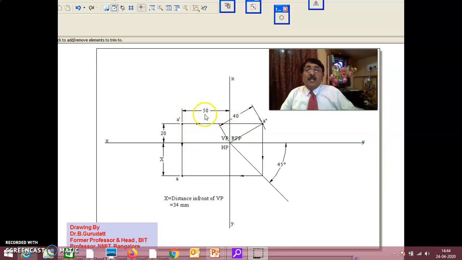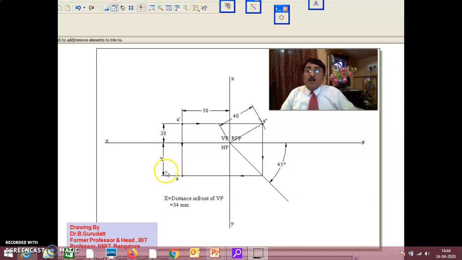Once you fix A dash, draw a projector from A dash. With origin as center and the shortest distance given as the radius, cut on the projector, you get A double dash. Then draw a projector down, meet the 45-degree line, and go this way, meet and draw the projector from A dash also, you get A. This is the distance of the point in front of VP.